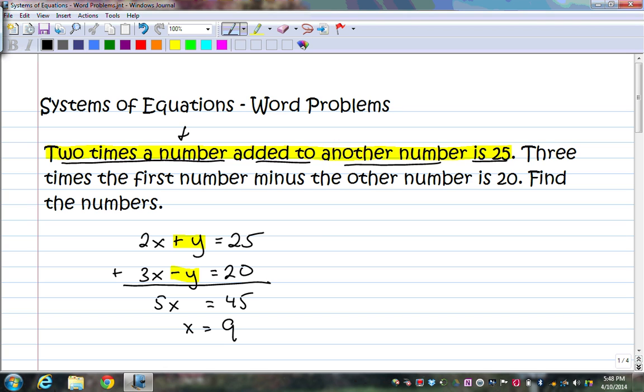And then what I'm going to do is take 9 and substitute it into one of the original equations. So I'll do 2 times 9 plus y equals 25, and I'm going to solve for y. So I have 18 plus y equals 25. Subtract 18 from both sides, and y is equal to 7.